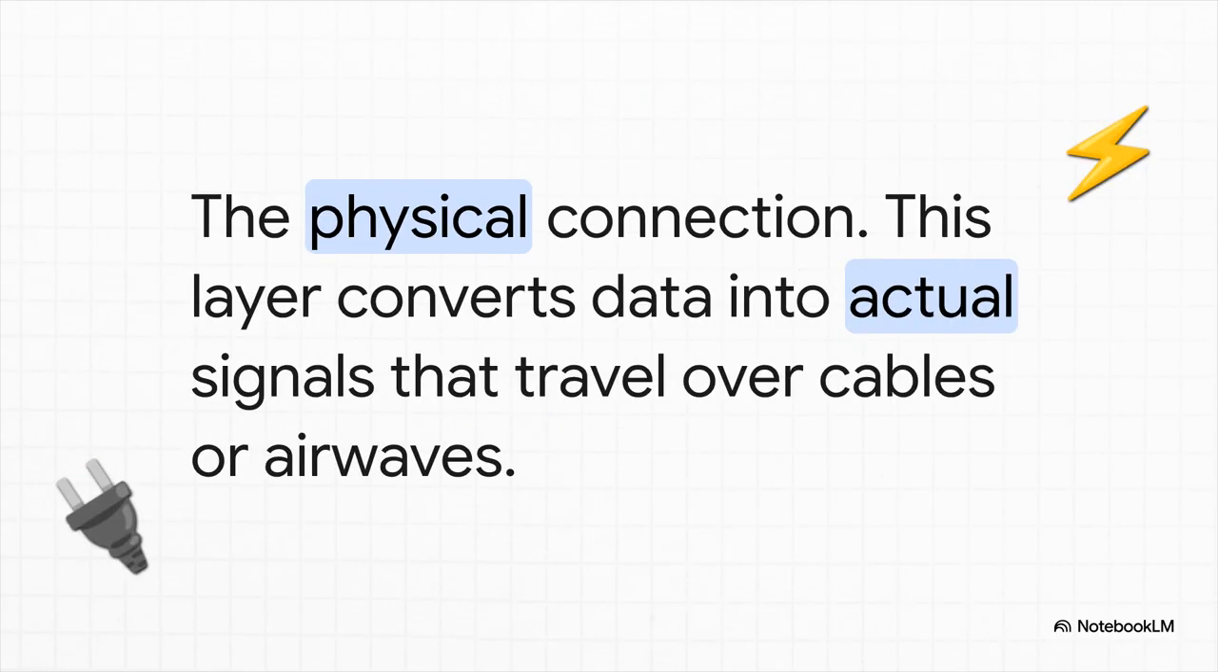And finally, we hit the road. Layer 1, the physical layer. This is where all that perfectly packaged and addressed digital information gets turned into actual physical stuff. Electrical signals zipping through a cable, radio waves for Wi-Fi, or little pulses of light in a fiber optic line. The package is officially on the truck and on its way.